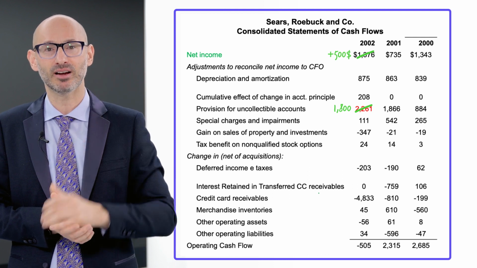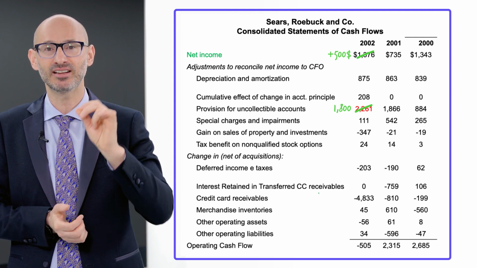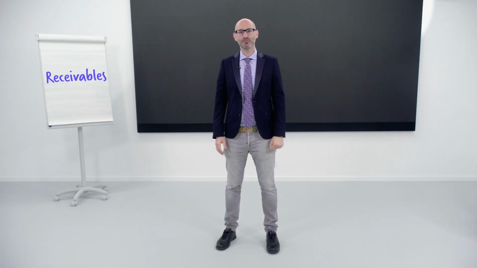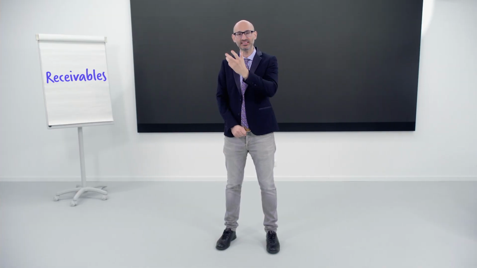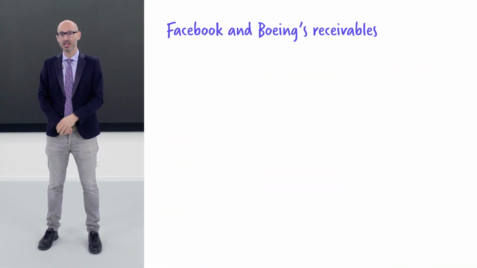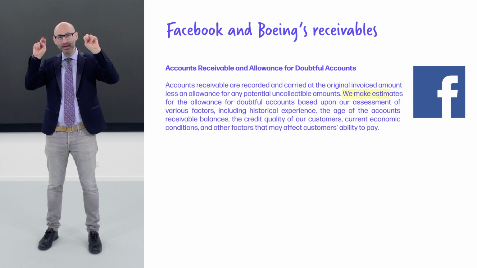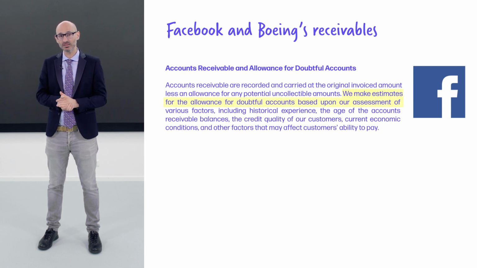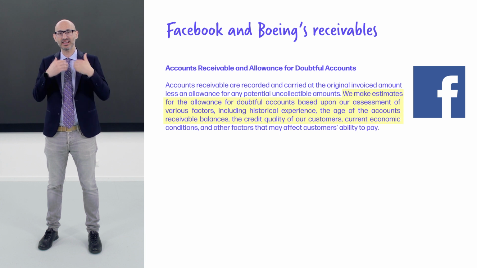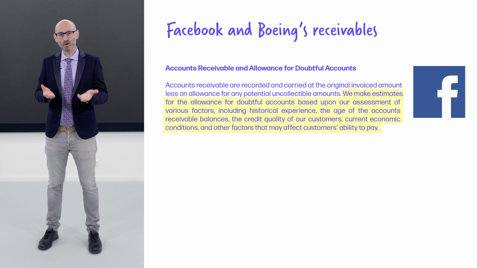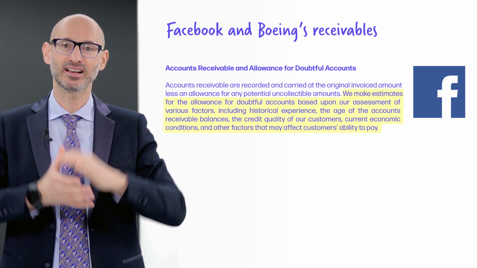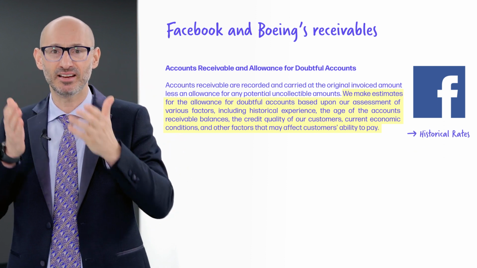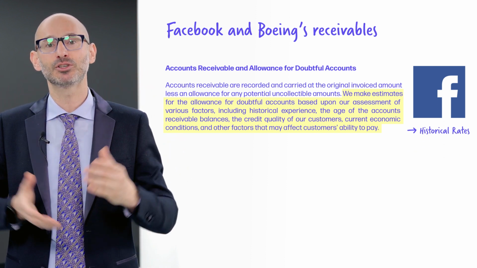Accounting manipulations are everywhere, and often they lead to large increases in income. Let me give some examples from Facebook and from Boeing as to how they treat their receivables. For Facebook, if you read their 10-K, it says, we make estimates for the allowance for doubtful accounts based upon our assessment of various factors, including historical experience, the age of the accounts receivable balances, the credit quality of our customers, current economic conditions, and other factors that may affect customers. Exactly as we learned in class. They provision based on historical rates, plus or minus some adjustments.